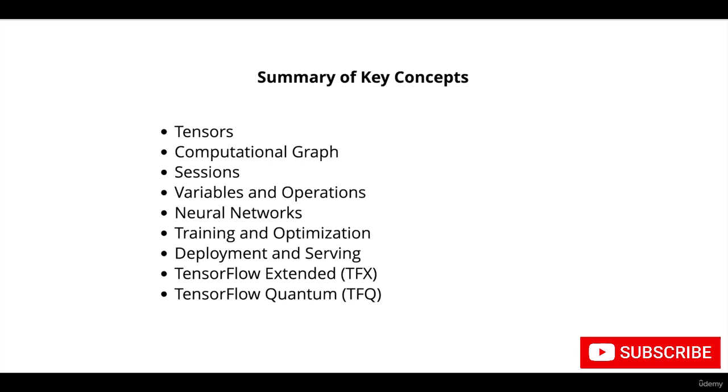Next concept, training and optimization. Training involves iteratively adjusting the parameters of a model to minimize a loss function using techniques such as gradient descent and backpropagation. TensorFlow provides optimizers, loss functions, and metrics for training and evaluating machine learning models.